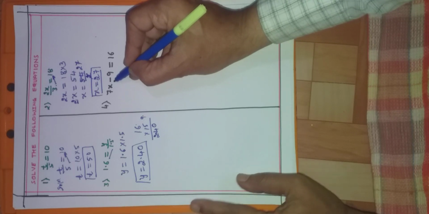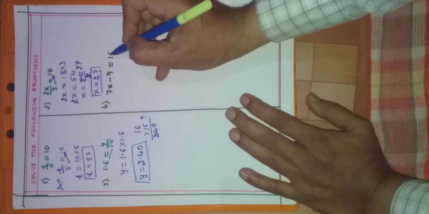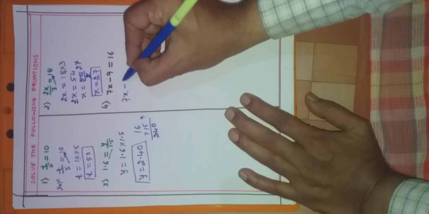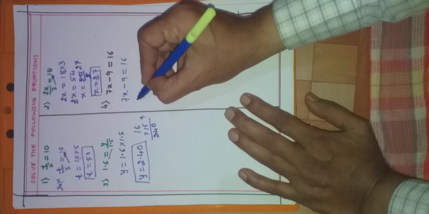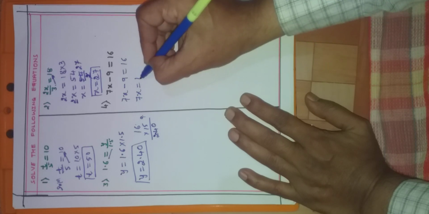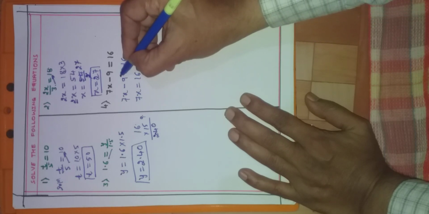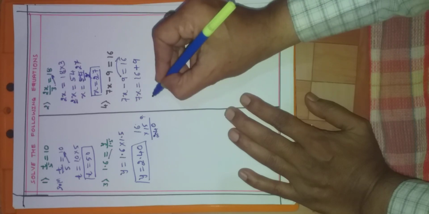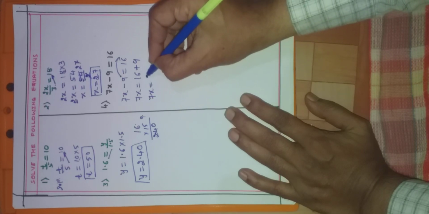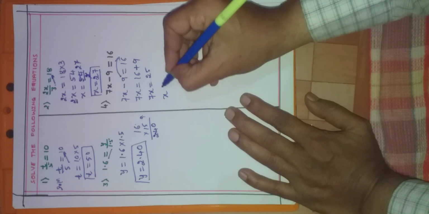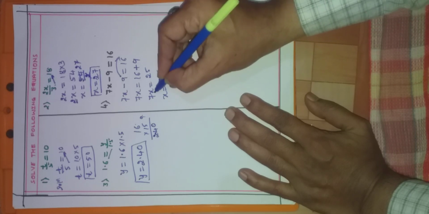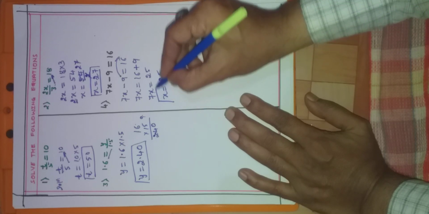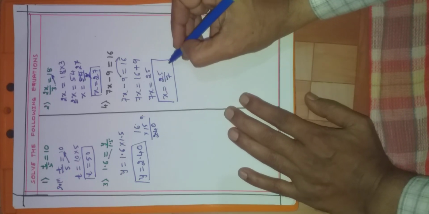Fourth one, 7x minus 9 is equal to 16. 7x minus 9 is equal to 16. 7x is equal to 16, minus 9 take to the right side of the equation, becomes plus 9. 7x is equal to 25. x is equal to 25, this 7 divides 25. Therefore x is equal to 25 by 7.